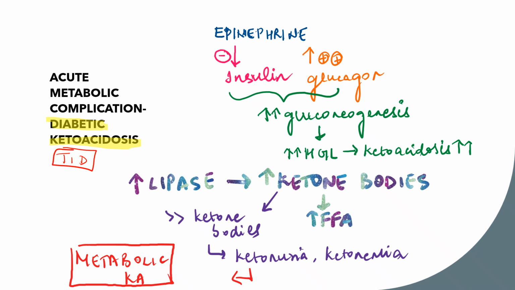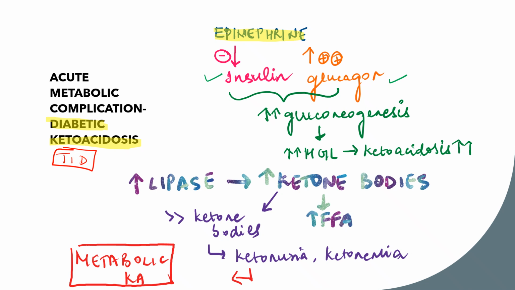What happens in diabetic ketoacidosis? There will be secretion of a hormone called epinephrine. This epinephrine is also actually a catecholamine. So whenever there is epinephrine secretion, it will, as always, decrease the insulin secretion and it will increase the glucagon synthesis. So it will stimulate the synthesis of glucagon and decrease the insulin secretion.